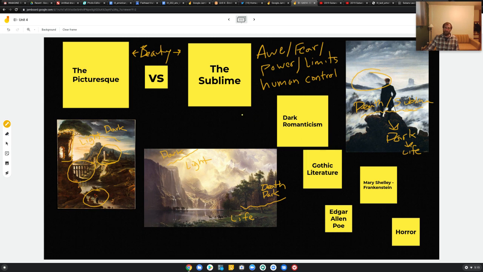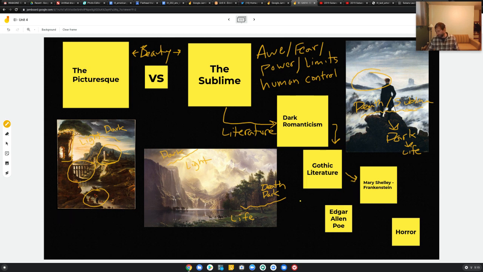So here we move into the sublime is going to create a whole new form of literature, a whole new subgenre of literature. And that's going to be initially referred to as dark romanticism. But then as it starts to take off, we're going to see it renamed as Gothic literature. And so many of you have bumped into Gothic literature in your literary past and or just cultural experience. And that will be elements like Mary Shelley's Frankenstein.